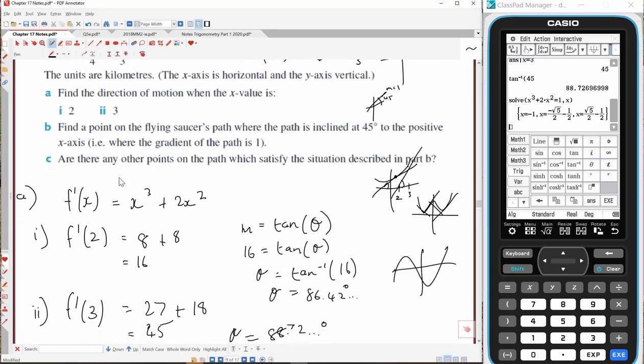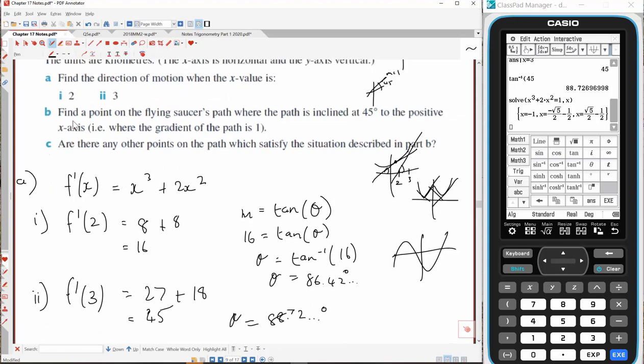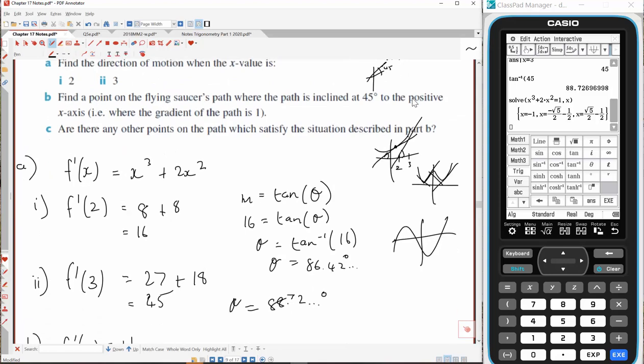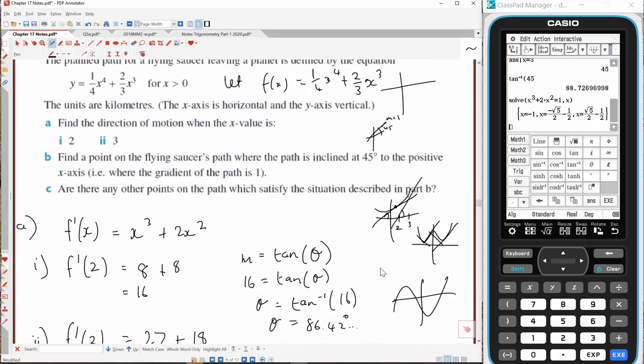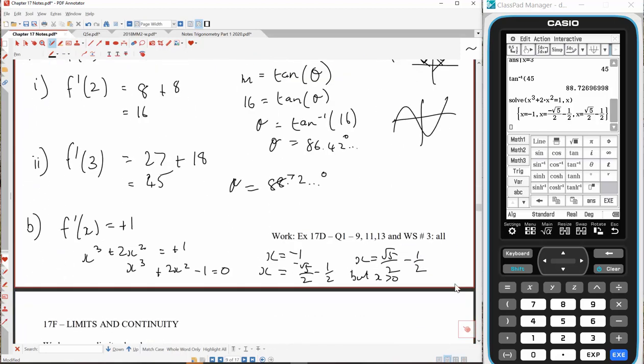All right. So we're not fully answering this one. Find a point on the flying saucer's path where the path is inclined at 45. So this is the mathematical solve, okay? But for the answer here, x is greater than 0 according to the function. So if you look at the function itself, it says for values of x greater than 0. So it only happens once, at x equals √5 on 2 take away a half, because these two solutions here are both negative numbers.